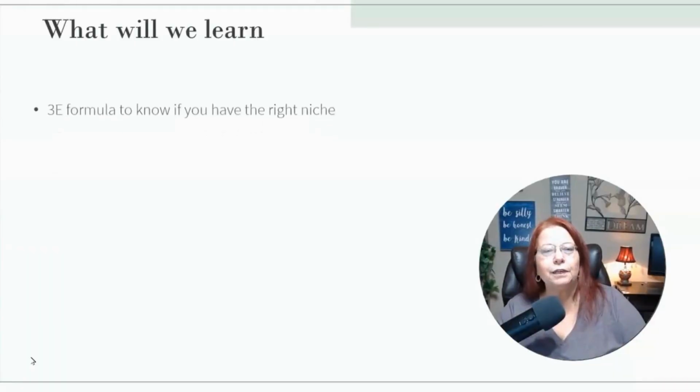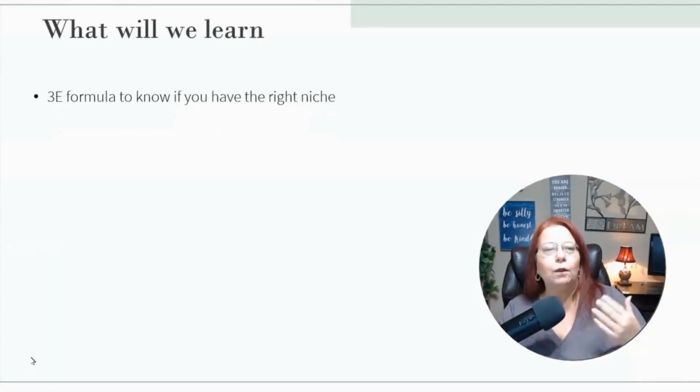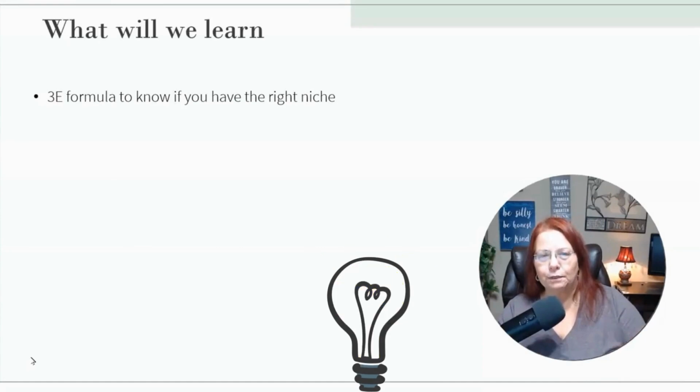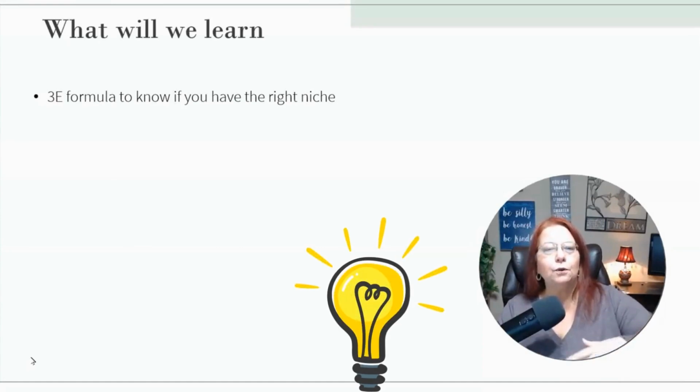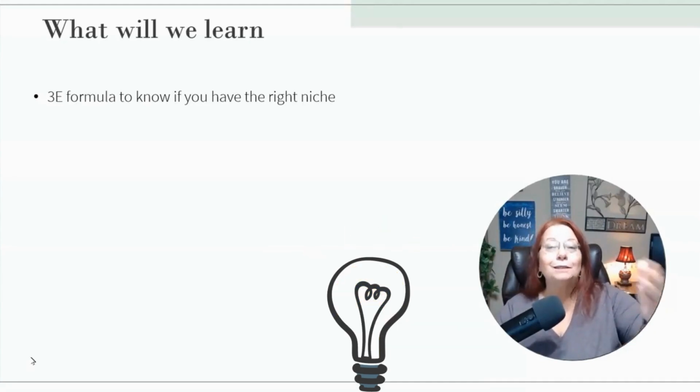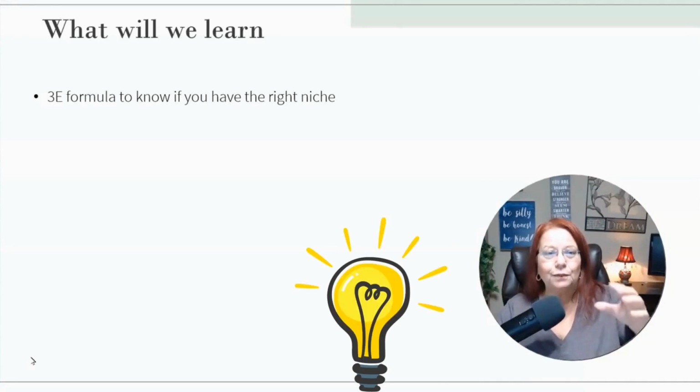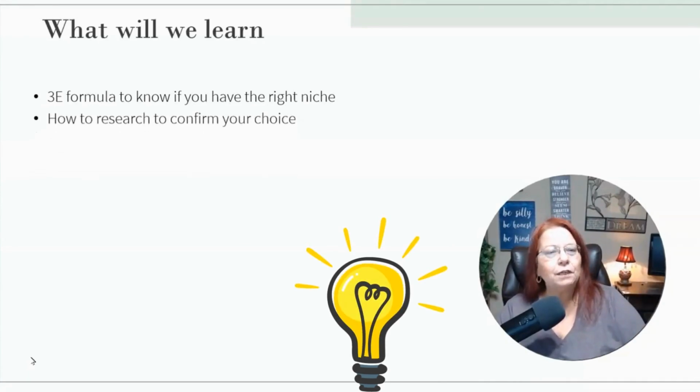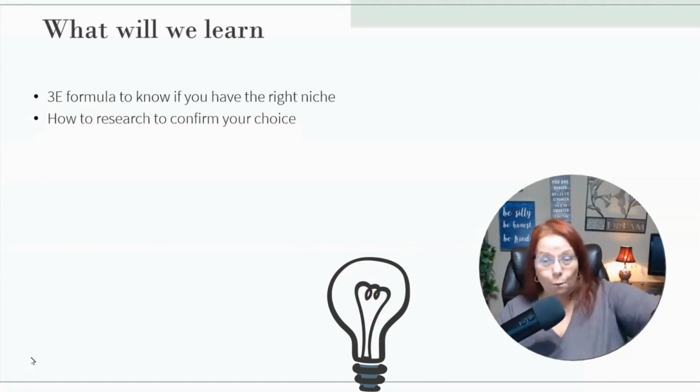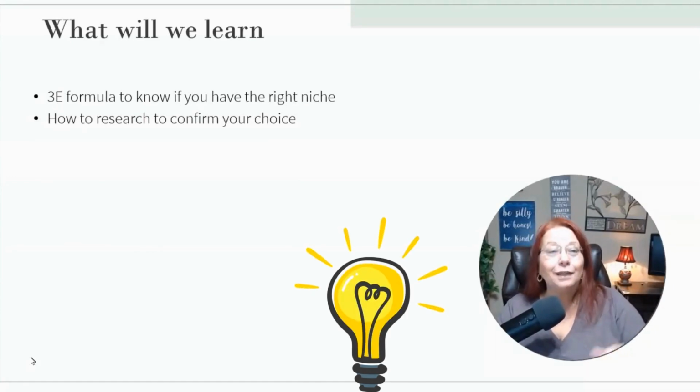So what we're going to learn here is what I call a 3E formula, so that you know you're in the right niche. Once you find this formula, or if you can't find it, you'll know it's probably not the right niche for you if you don't have this formula in place. Then we're going to learn how to research whether you chose the right 3E formula.